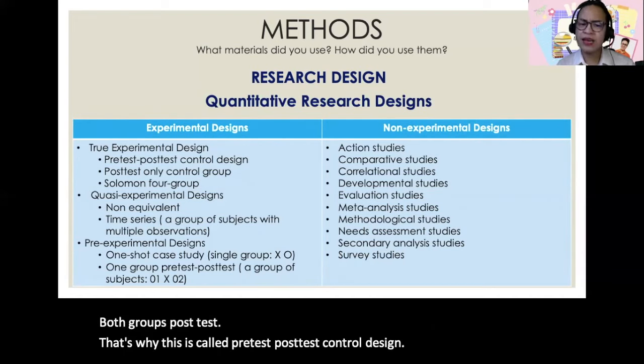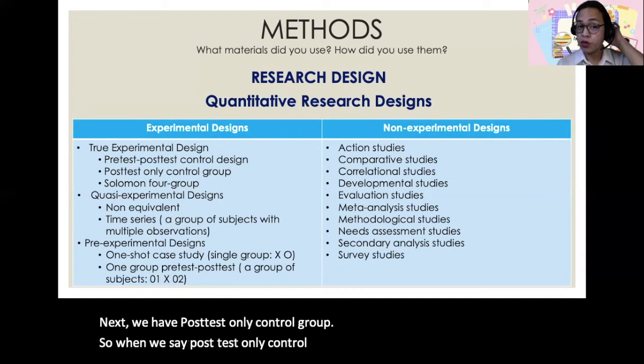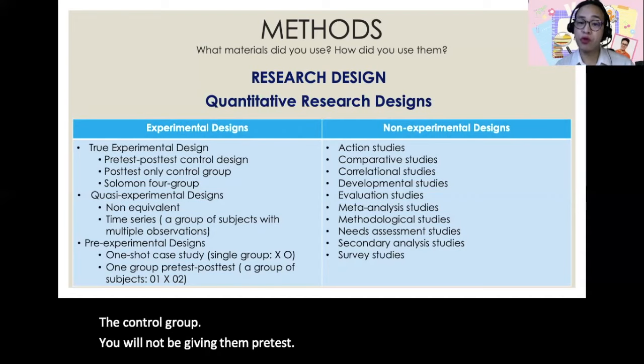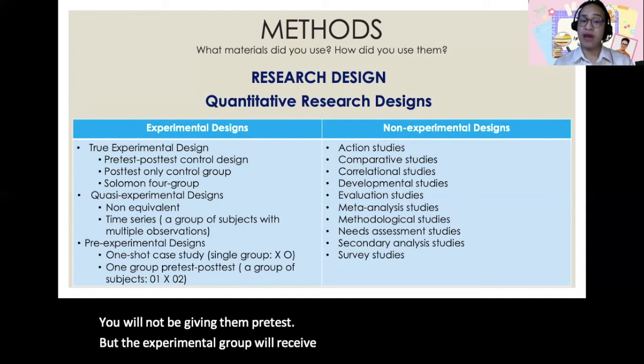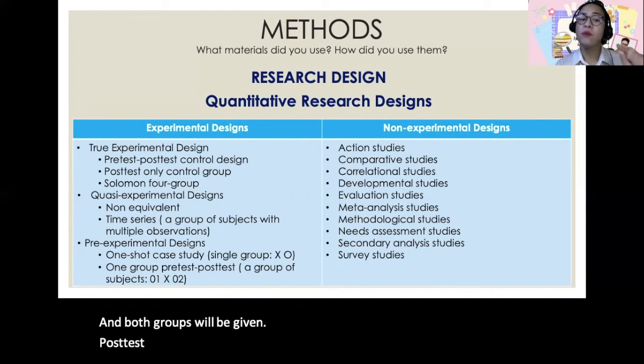Next, we have post-test only control group. So when we say post-test only control group, you will have here the experimental group and the control group. You will not be giving them pre-test, but the experimental group will receive treatment or intervention. And both groups will be given post-test. That's why this is called post-test only control group.